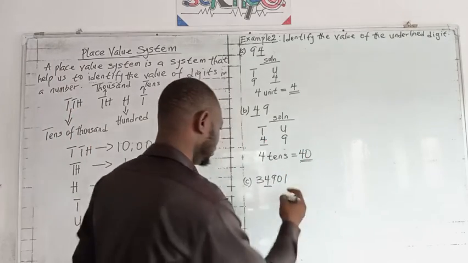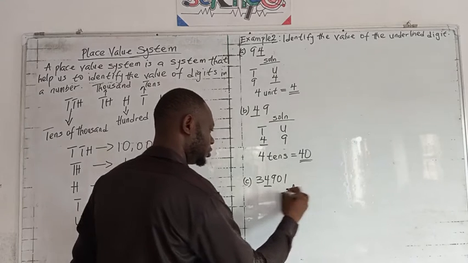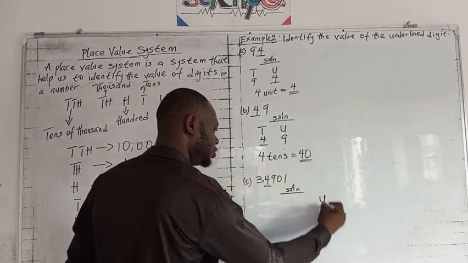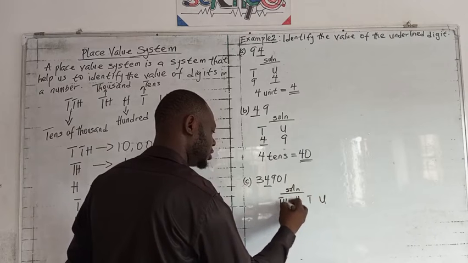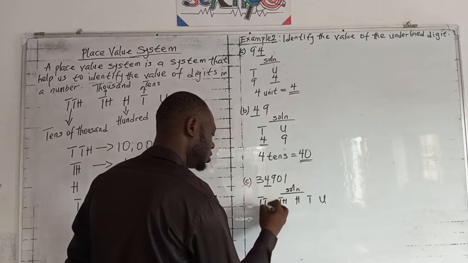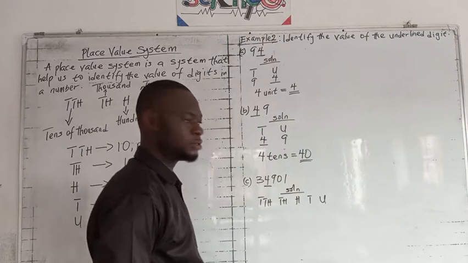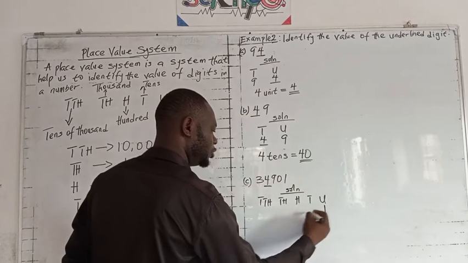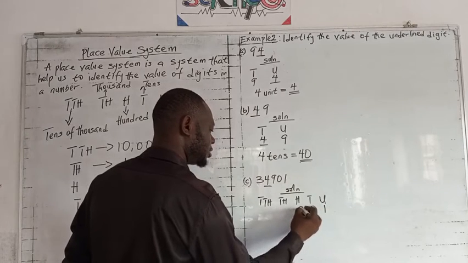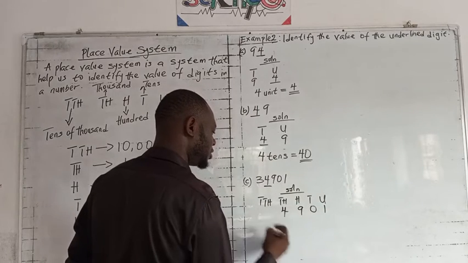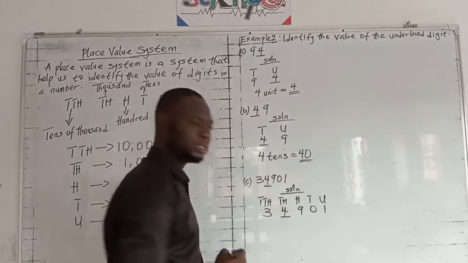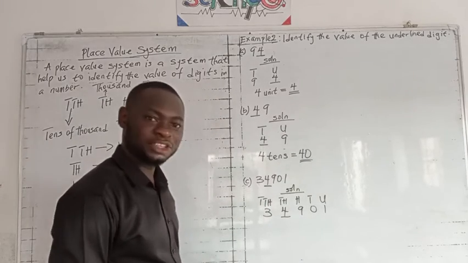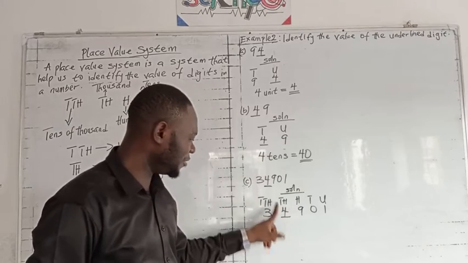Let's go. Solution. So we go units, tens, hundred, thousand, tens of thousand. 1 unit, 0 tens, 9 hundreds, 4,000, 3 tens of thousand, and 4 is underlined. So ask yourself, what is the place value of 4 here?